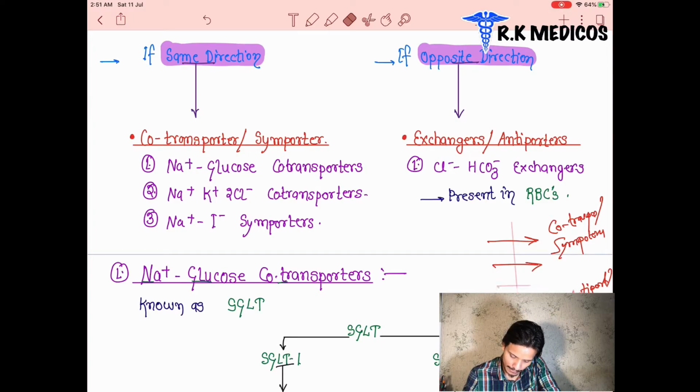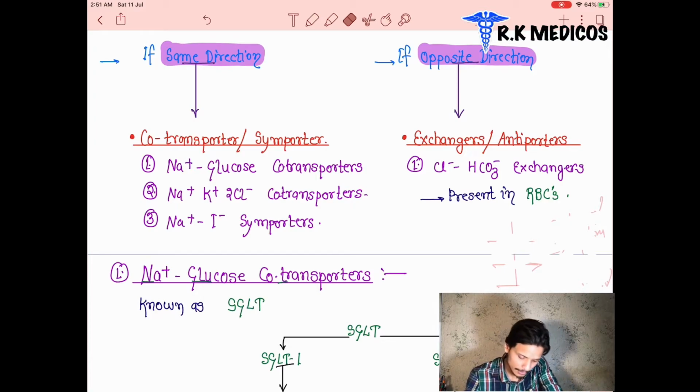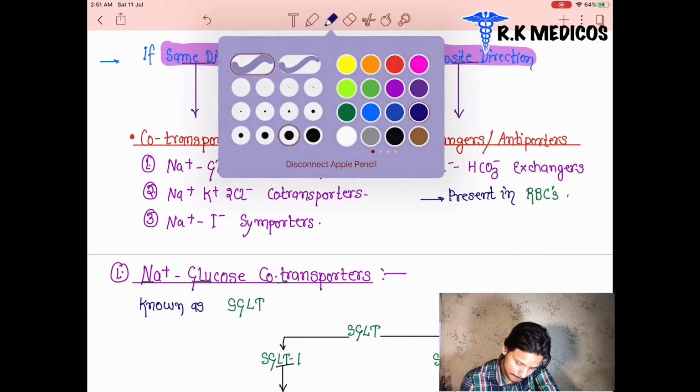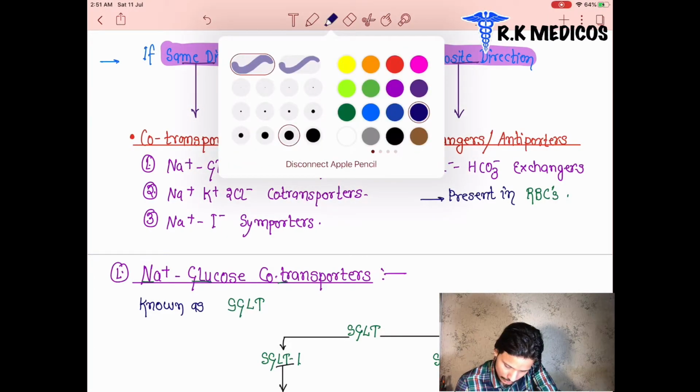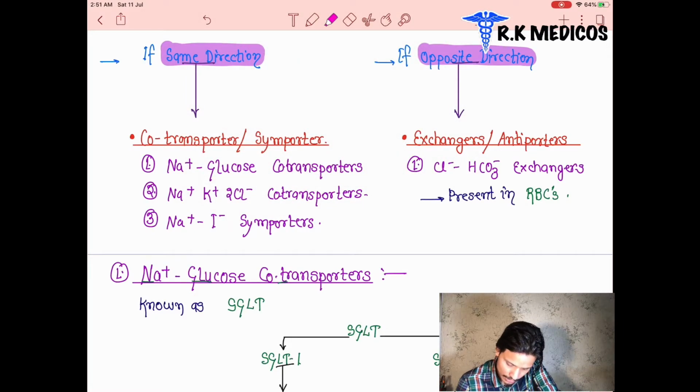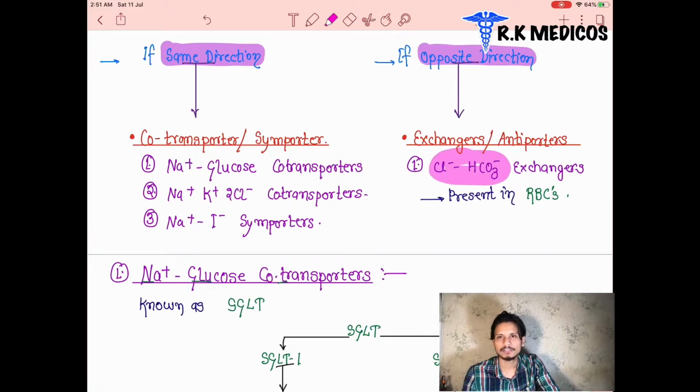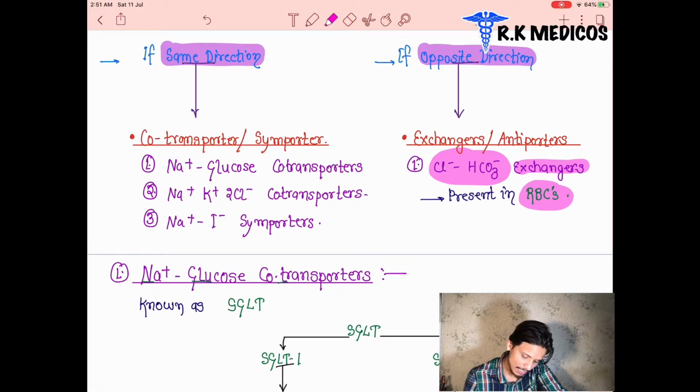So we can understand which are the co-transporters and which are the antiporters. We can see the names of several of them, and we have to memorize them. First we can see the exchangers or antiporters: the chloride and carbonate exchangers. They are present mainly in the RBCs. Next, the co-transporters or symporters: the sodium and glucose transporters are co-transporters.